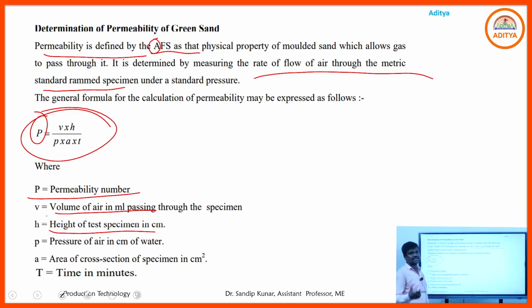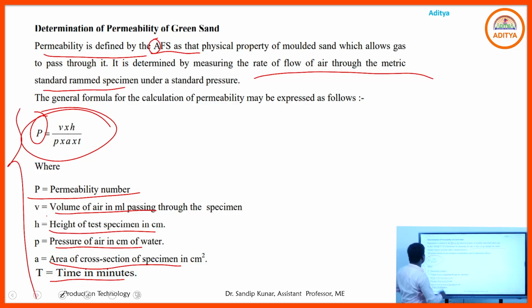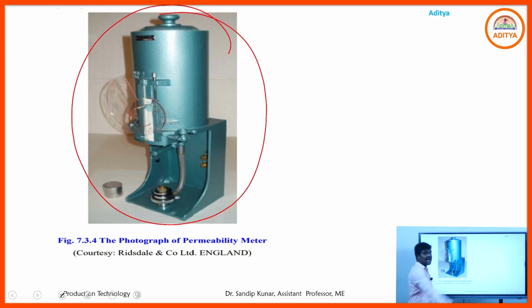The standard specimen we take is 50 millimeter height and 50 millimeter diameter. P is the pressure of the air in centimeter of water. A is the cross-sectional area of the specimen in centimeter square, and T is the time in minutes. Using that formula we measure the permeability of the green sand. That is the photograph of the permeability meter, and using that permeability meter we can measure the permeability of the green sand.